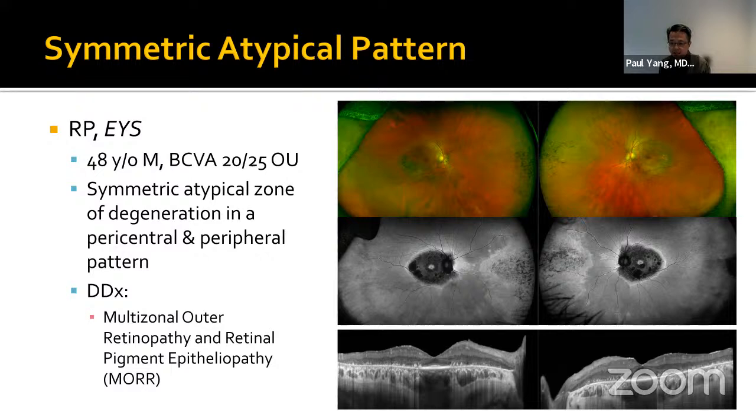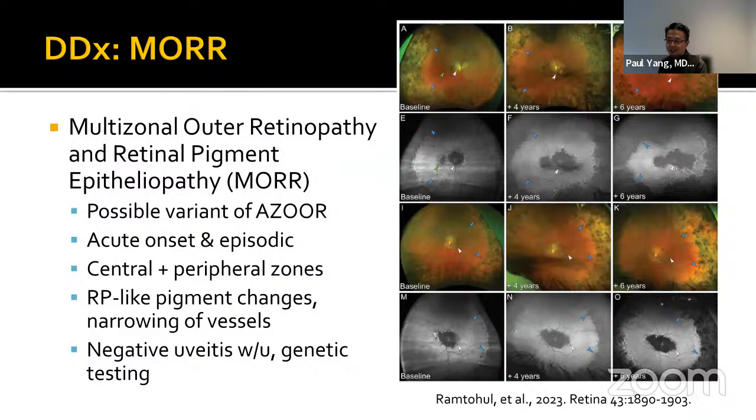Now, the one thing to differentiate here is to distinguish it from the differential of MORR, which is a relatively new variant of AZOOR. It's called multizonal outer retinopathy and retinal pigment epitheliopathy. So that's what that looks like. So you probably agree with me that there's definitely a phenotype overlap here. So this is considered a variant of AZOOR.